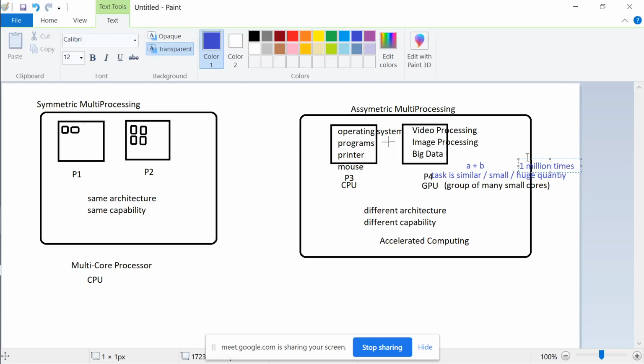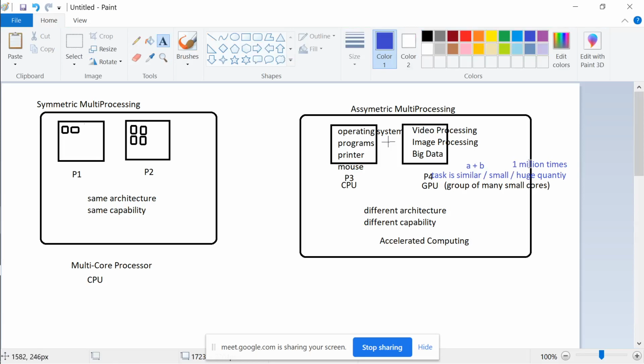So the number of times I have to carry out the same instruction is huge, but the task itself is small. When you have 1 million times, if you have to add two numbers, that task is big if you look at the overall picture. But the smaller piece, the one instruction, is small by itself. So this is what GPUs are tailored for.